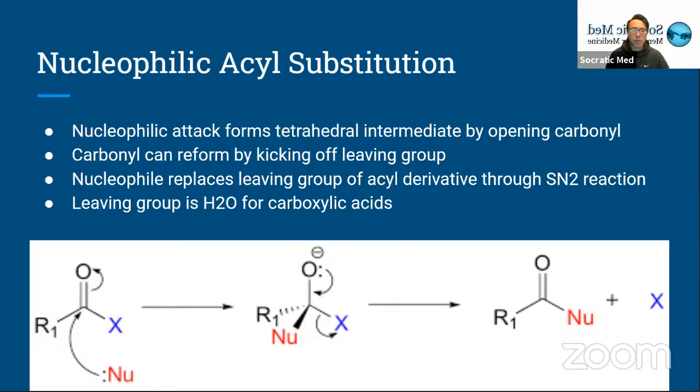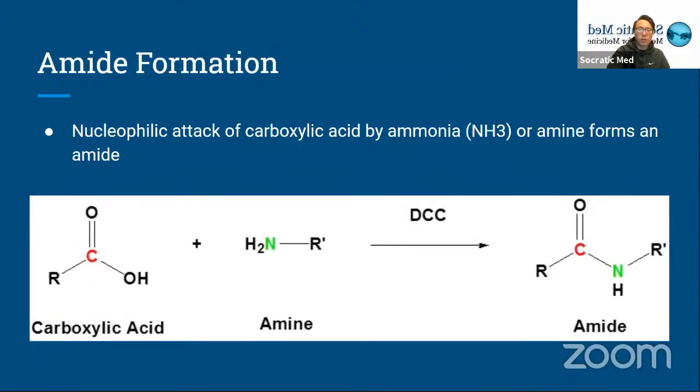On the bottom, I just have the general mechanism for nucleophilic acyl substitution. So the nucleophile attacks the molecule through a backside attack that pushes the electrons onto the oxygen. And this forms this tetrahedral molecule. But then you reform the carbonyl by resonating down the lone pair and kicking off the leaving group, which in the case of carboxylic acids is a water molecule. So that's the general mechanism of a nucleophilic acyl substitution.